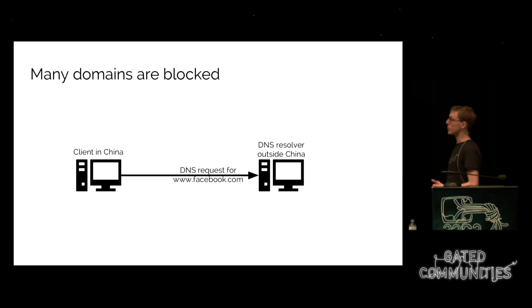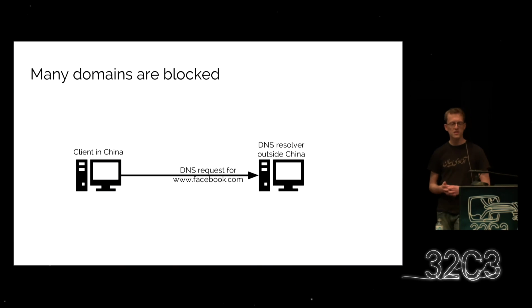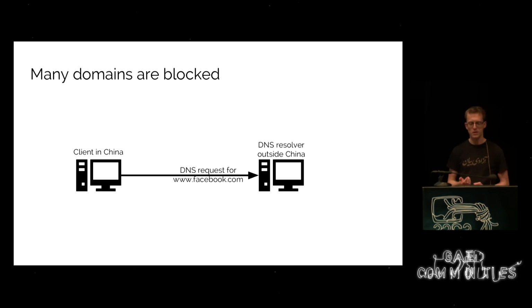Before I start with the meat, I want to give you a quick overview of the most common types of censorship in China. A lot of domains are blocked. This is off-the-shelf DNS poisoning. There is really not that much special about it.